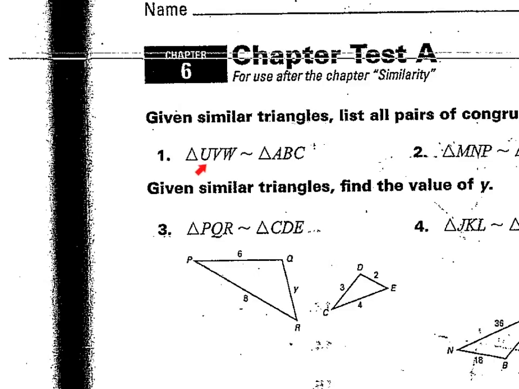The first side would be UV. So I'm going to say U. And let's change colors. I would say UV is similar to, well, the first two letters here. So who's the first two over here? Well, it's AB. So those sides would match up. So that's the first two sides, okay?